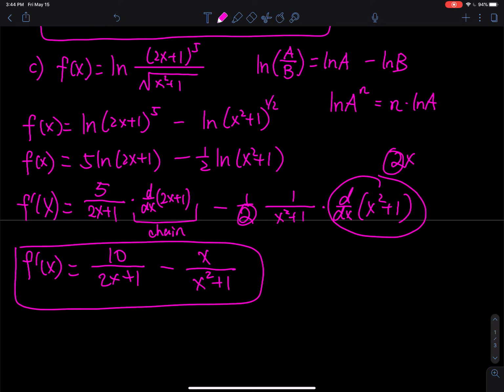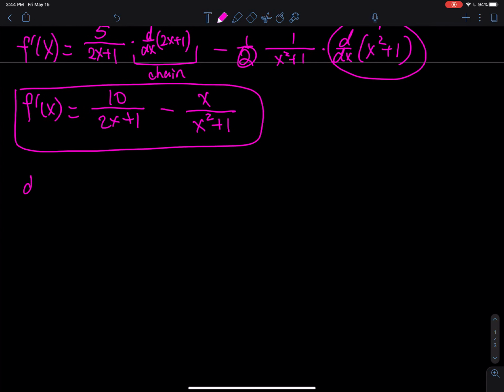All right, so far so good. Moving on to part D. In part D, we have f of x equals 2 raised to the x times log base 20 of x. So this one is one function times another function. I am going to write down the product rule for you: f g prime plus g f prime. So that is the product rule.